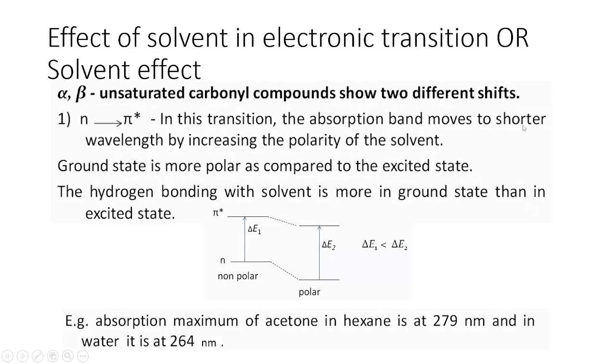The energy will be increased. That's why lambda max moves towards the shorter wavelength. On the other hand, in the example, the absorption maximum of acetone in hexane is at 279 nanometer, but in water, which is the polar solvent, the lambda max decreases to 264 nanometer.